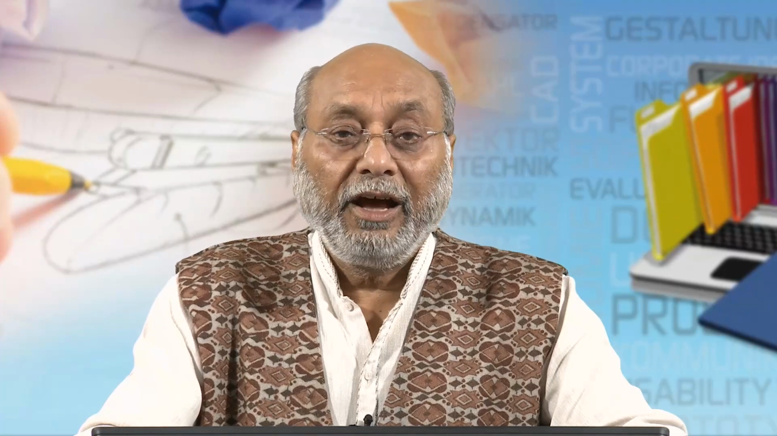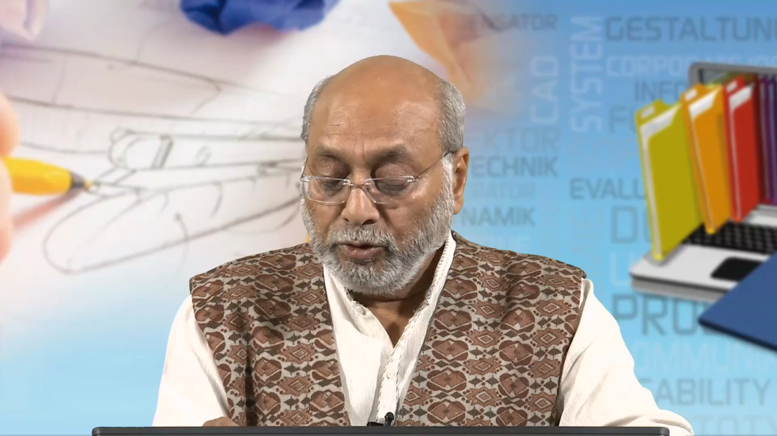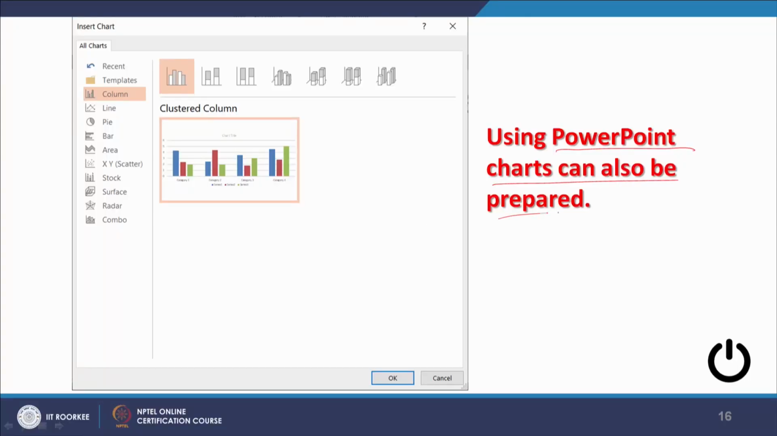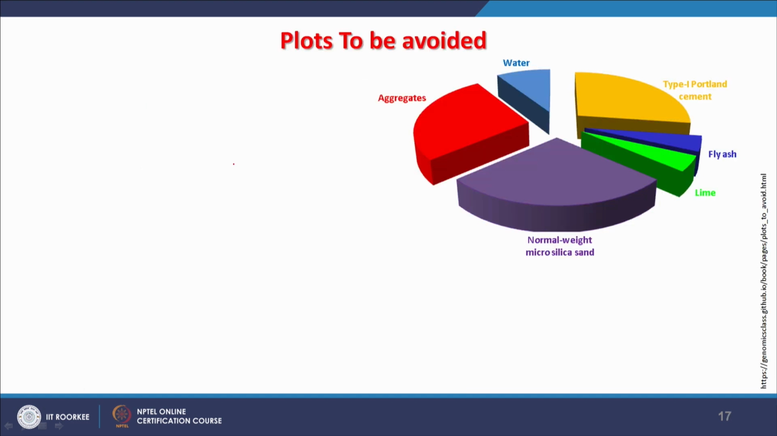So, we are coming to the end of this discussion of 2 lectures basically, and this is the last part. When we are using PowerPoint, charts can also be prepared like this, and this is an example of a clustered column or clustered bar chart, where we have 4 series of data that can be plotted, and the relative variations can be shown very clearly.